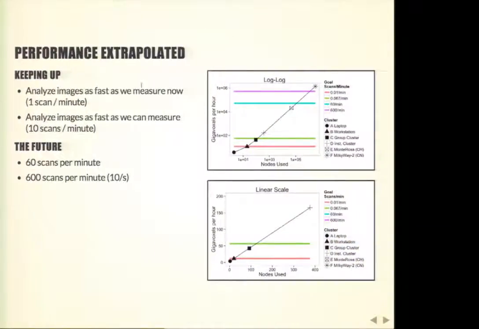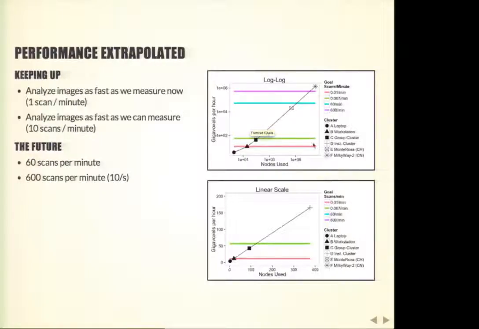So we do try to extrapolate a little bit to figure out how many nodes we would need to use to keep up with the imaging data flood. With the samples we measure right now, about one scan a minute is as fast as we can realistically scan at the moment. And that, I think, falls at, yeah, so at one of these points.